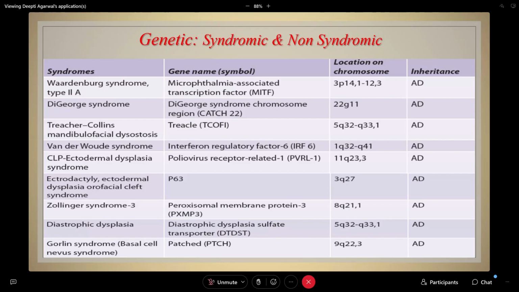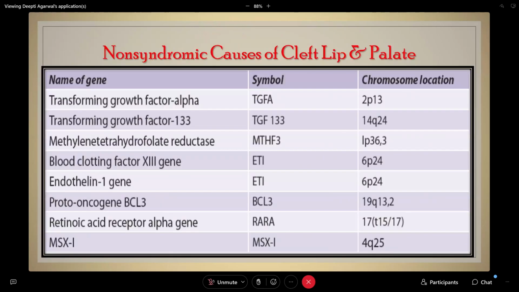Then these are the other syndromes associated with cleft lip and palate: Waardenburg, Treacher-Collins, van der Woude syndrome, ectodermal dysplasia, Zollinger dystrophic dysplasia, and Gorlin syndrome. Non-syndromic clefting accounts for 70% of the cases. It is multifactorial.